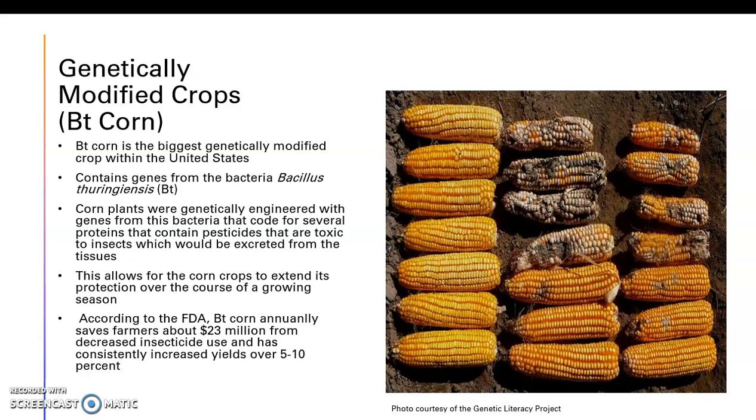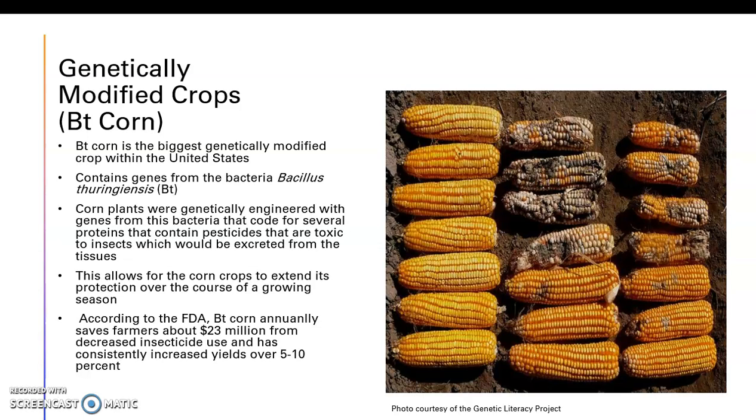BT corn is the biggest genetically modified crop within the United States. It contains genes from the bacteria Bacillus thuringiensis. Corn plants were genetically engineered with genes from this bacteria that code for several proteins that contain pesticides that are toxic to insects. This allows for the corn crops to extend its protection over the course of a growing season.